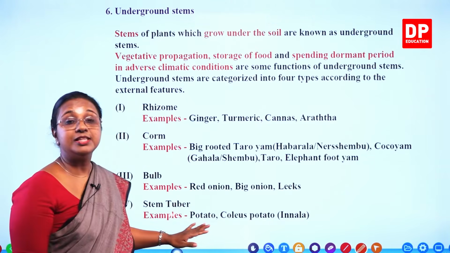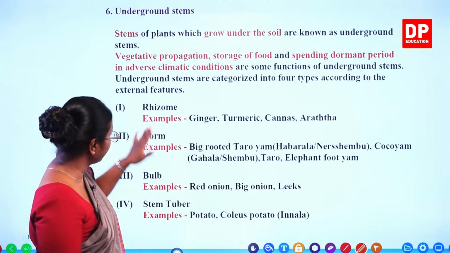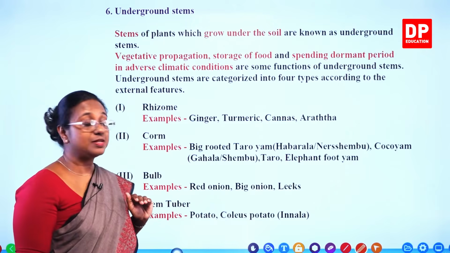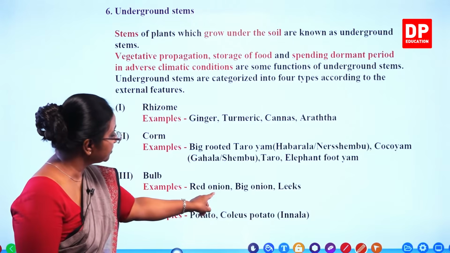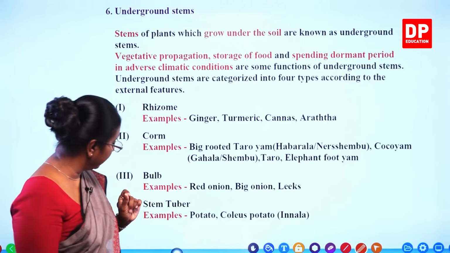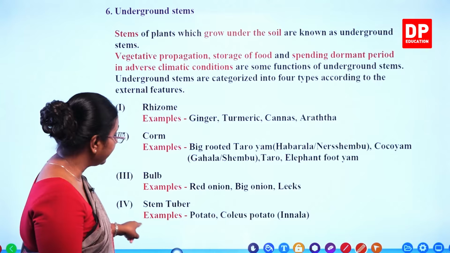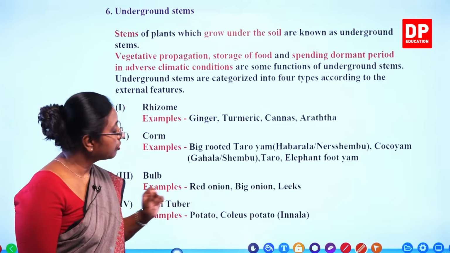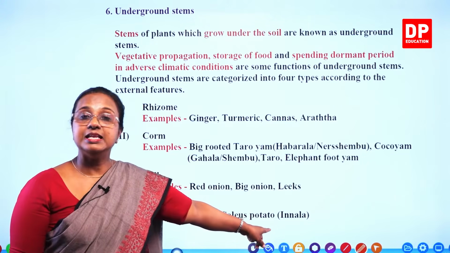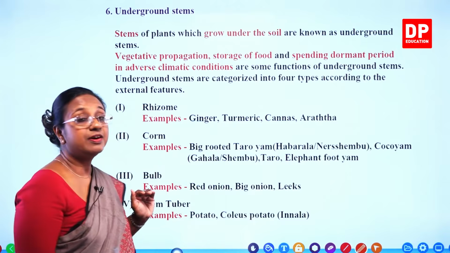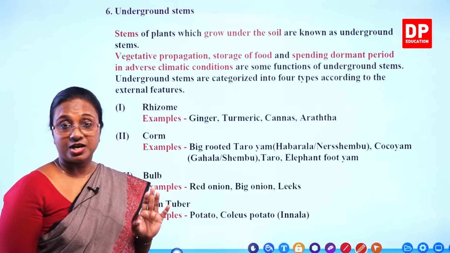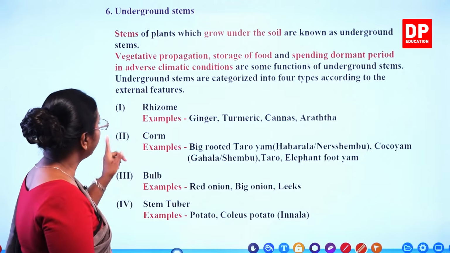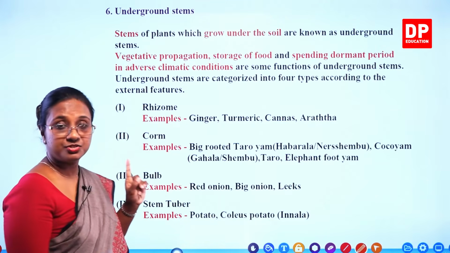I will show you all the diagrams in the next slide, students. You just look at the examples for now. Then we have bulbs as examples, red onion, big onion, leeks. And stem tuber examples are potato, coleus potato, that is innala. These are all different types of underground stems based on their structure. So this is how we can identify these structures.